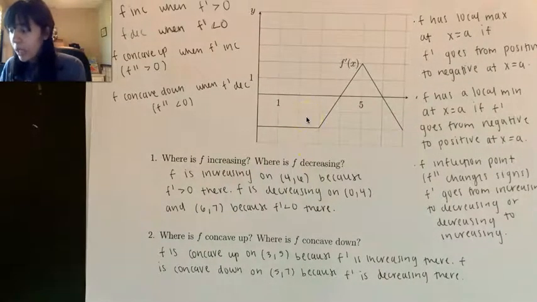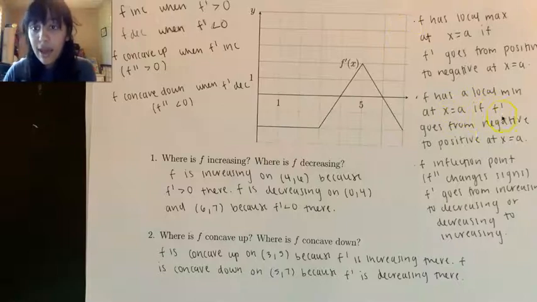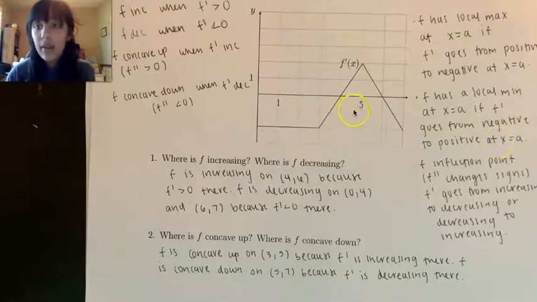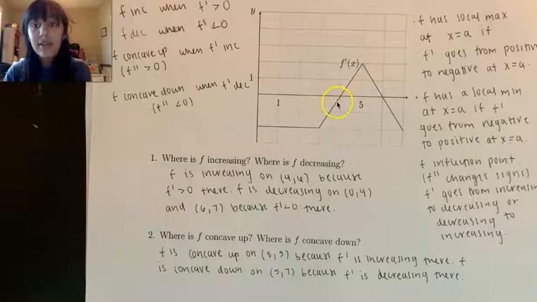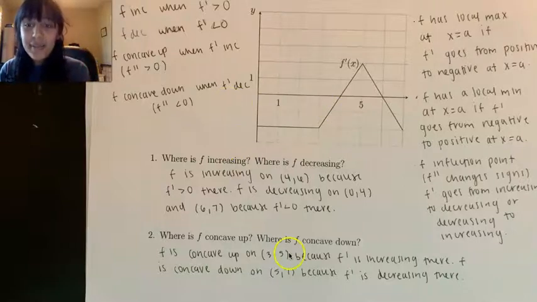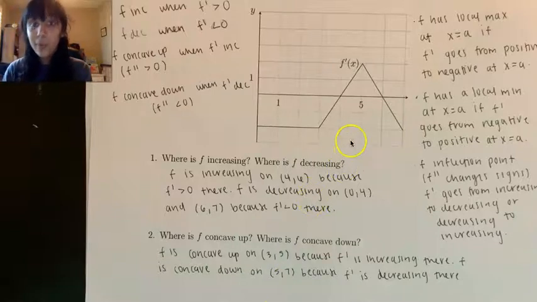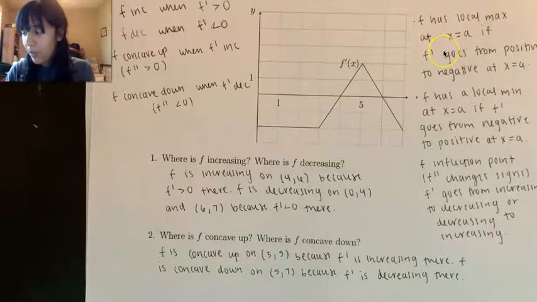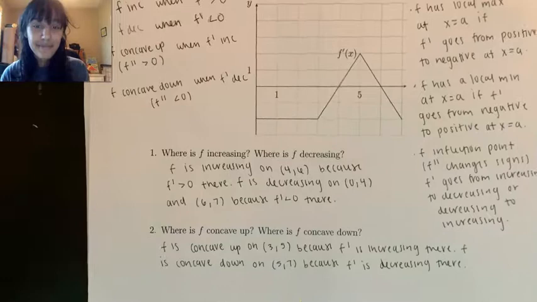So it's going to have a local minimum when f prime is going from negative to positive at a point. So when you're looking here, f prime is going from negative to positive at 4, because that's when it's changing from negative to positive. It's going past the x-axis. And then a local max would be whenever f prime goes from positive to negative. So that would be at 6, because it's going from above the x-axis to below it.